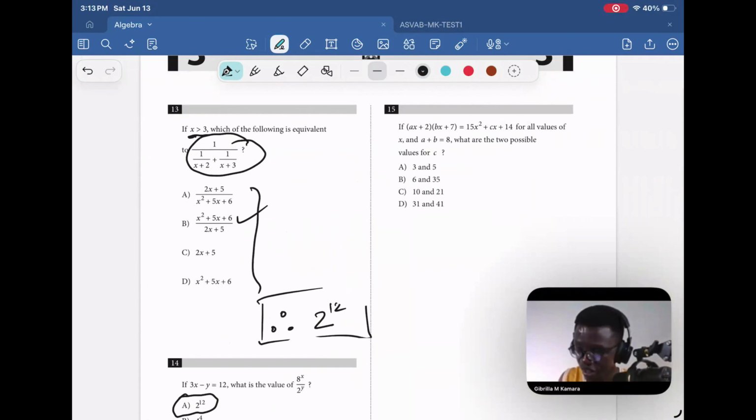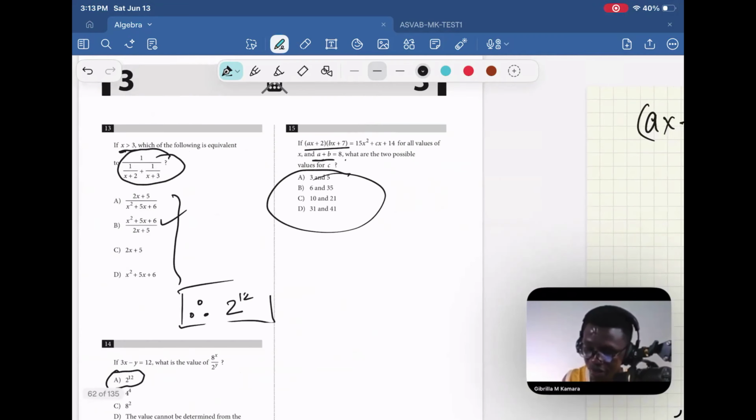Let's solve the next question. It says if (ax + 2)(bx + 7) = 15x² + cx + 14 for all the values of x, and a + b = 8, what are the two possible values for c? Okay, so let's keep an eye on the answers. We'll come back to that very soon.